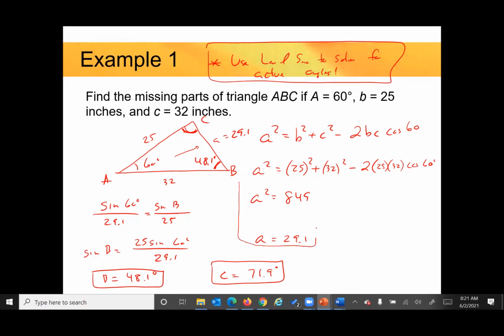Okay, and then almost done. Let's do law of sines to finish off. Oh, we're done, right? Sorry, we are done right there.